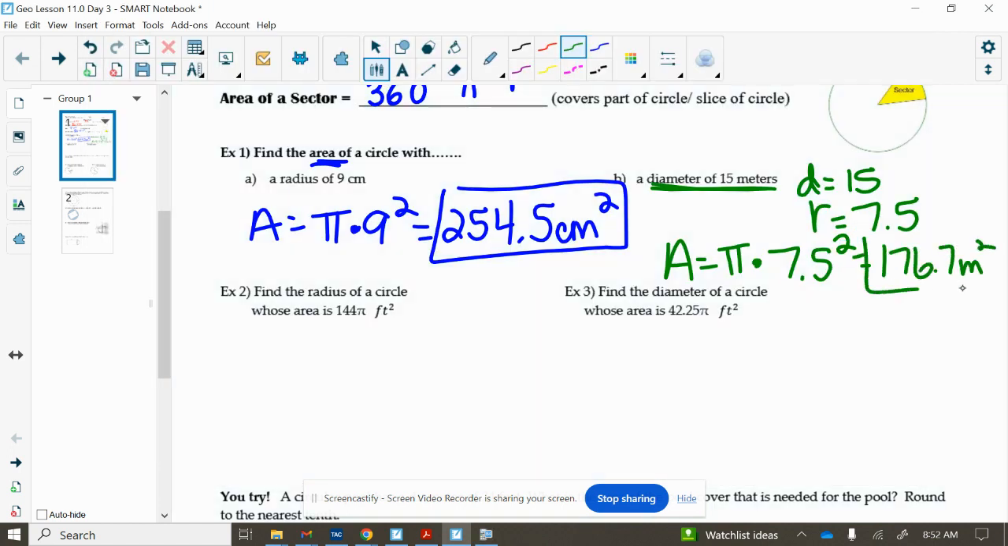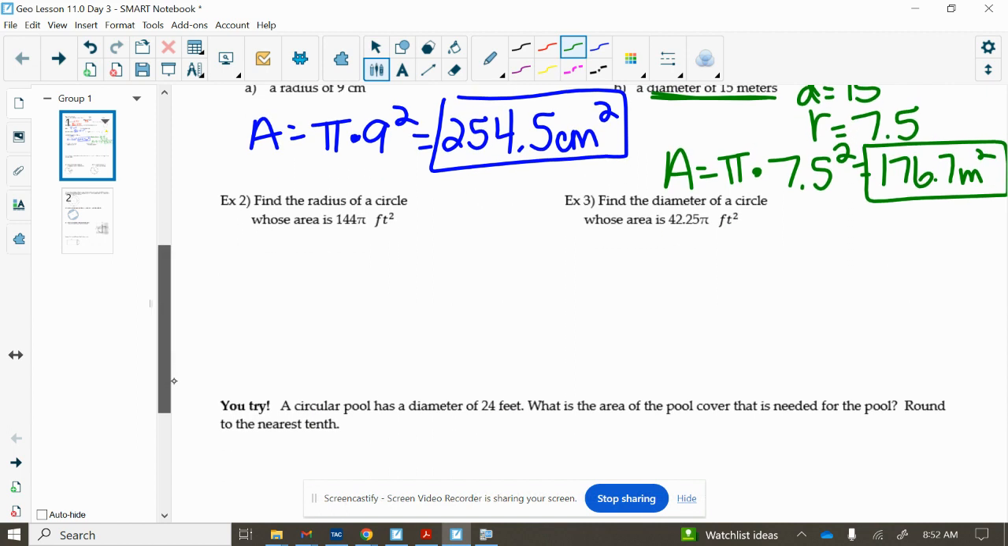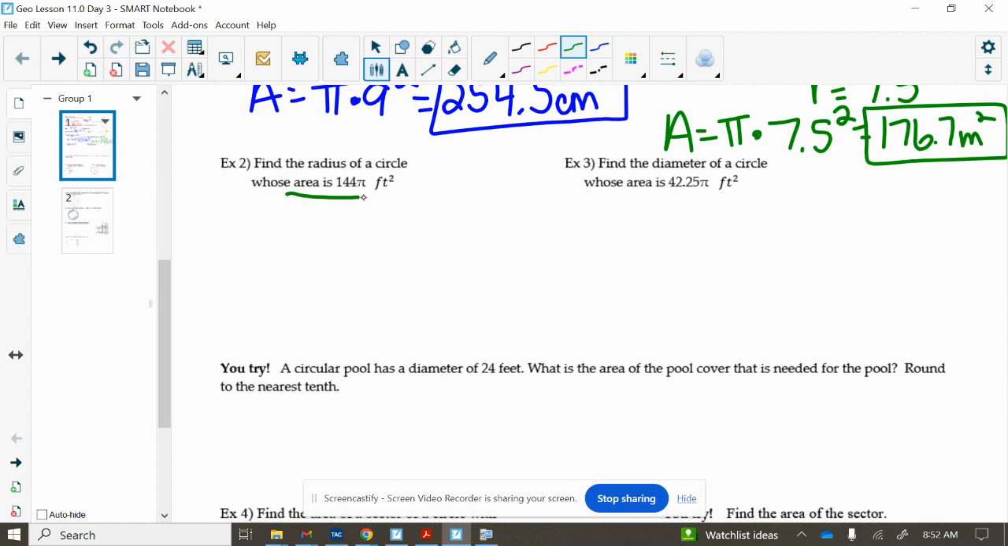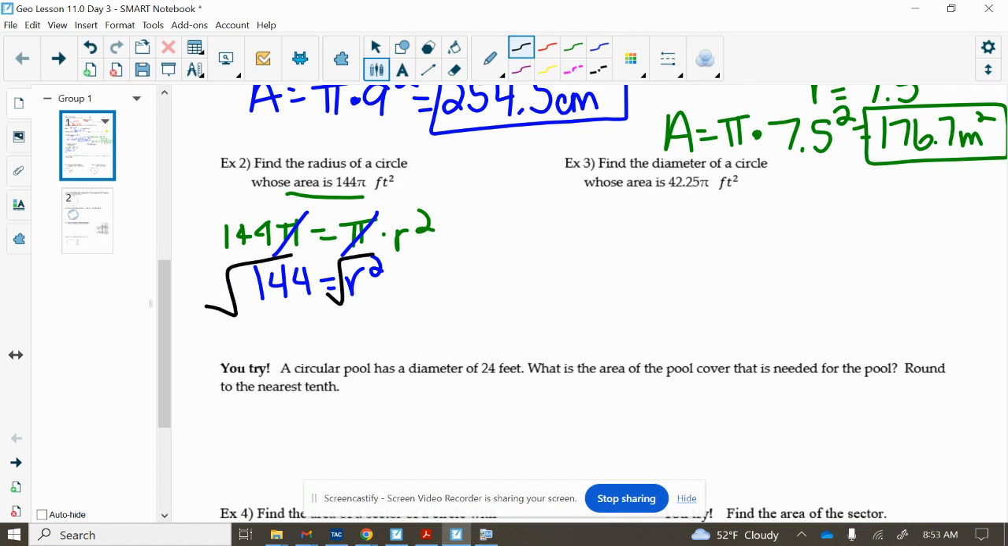meters squared. All right, sometimes we are going to work backwards. Like this time we are given that the area is 144 pi, and we want to know what that radius value is. So area equals pi times that radius value squared. The pi's will cancel since that was the exact area. And then we can just square root to find our final answer, which is just going to be 12 feet for the radius.